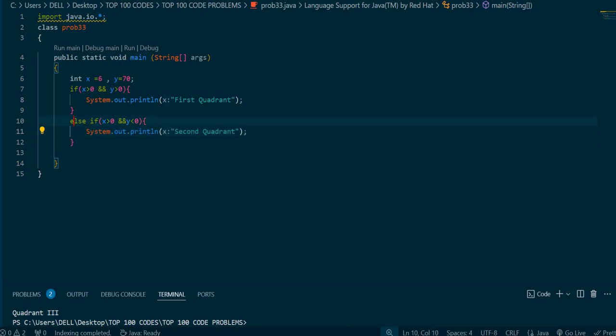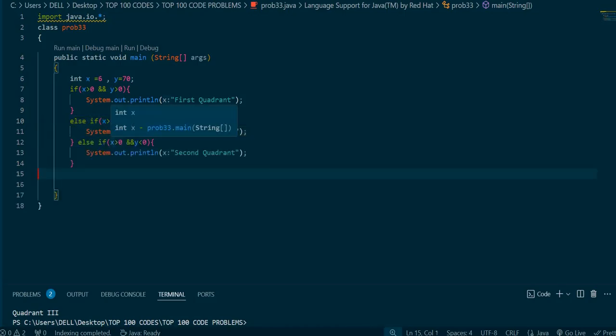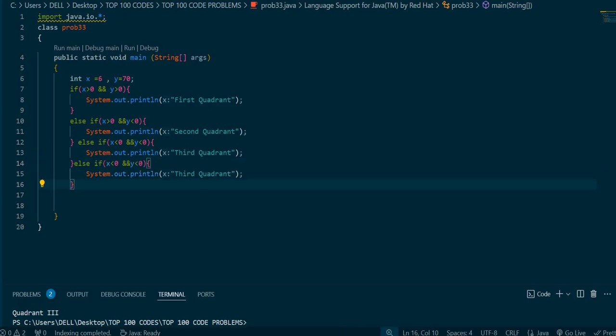Now else if, similarly we will do the third and fourth quadrants. For the third quadrant, both x and y should be less than 0. If this condition is true, then the coordinate is in the third quadrant. And for the fourth quadrant, x should be less than 0 but y should be greater than 0. If this condition is true, then your coordinate lies in the fourth quadrant.